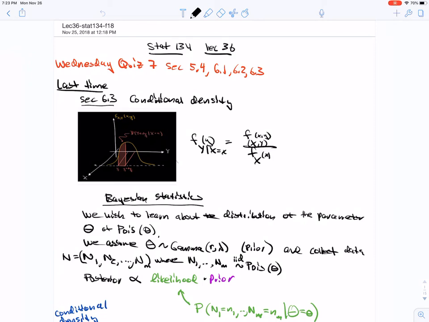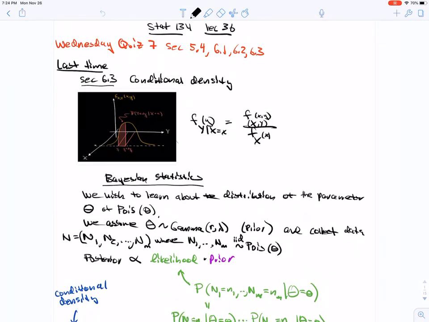Last time, which was a long time ago, we were doing section 6.3 on conditional density, which remember is essentially a slice of the joint distribution at X equals x. An example of the conditional density comes up in Bayesian statistics when we can update the distribution of a parameter of a distribution, for example, theta of Poisson theta.